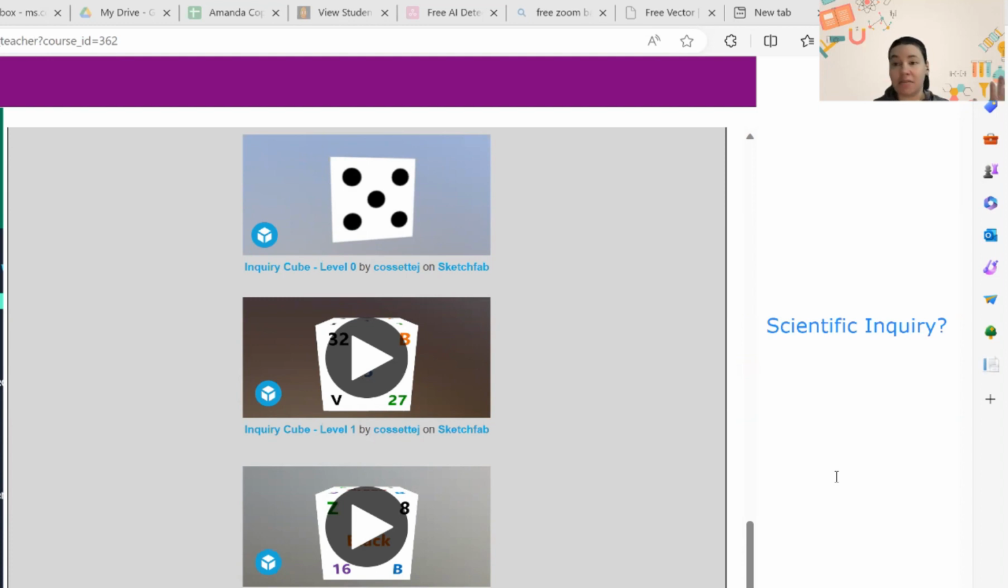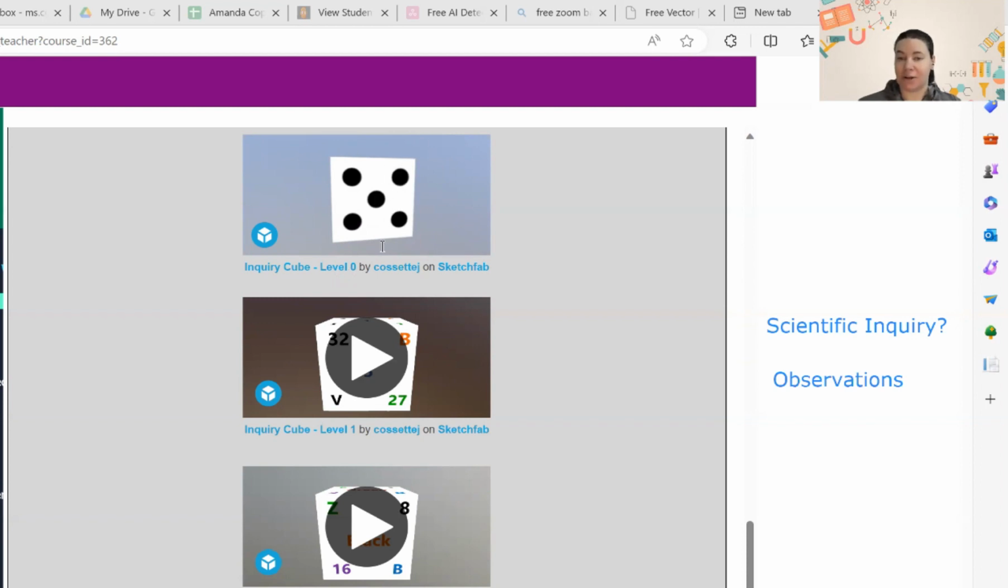But I just wanted to start with the first few steps. So either scientists observe something, they have a problem, or they have a question. So I want to work on your observation skills, right? We're going to make some observations about these different dice that are on the screen. There are different levels here.